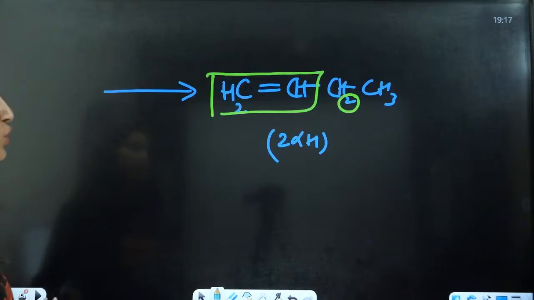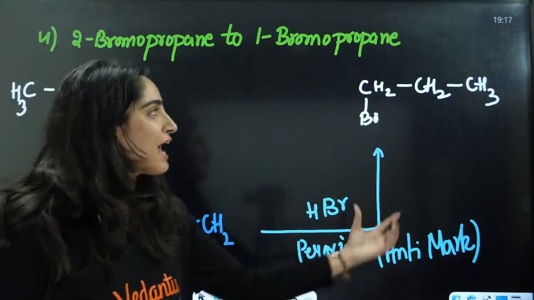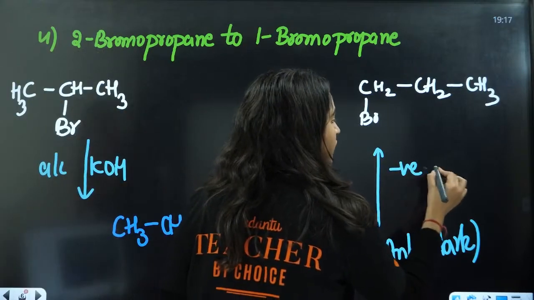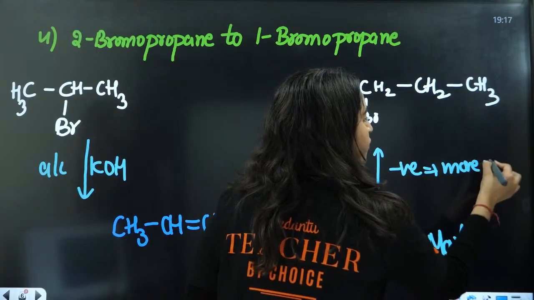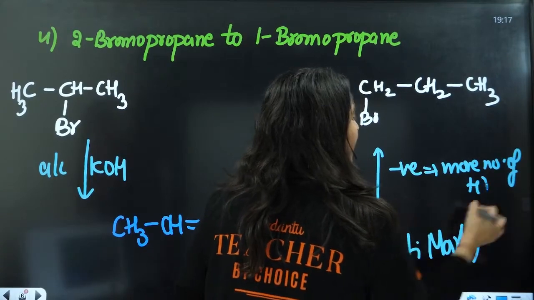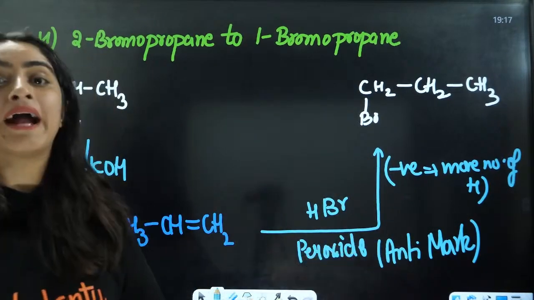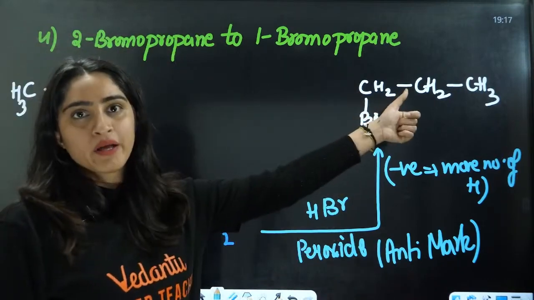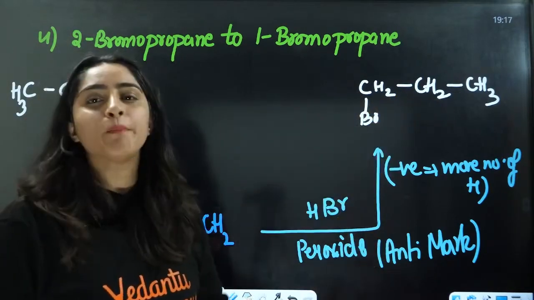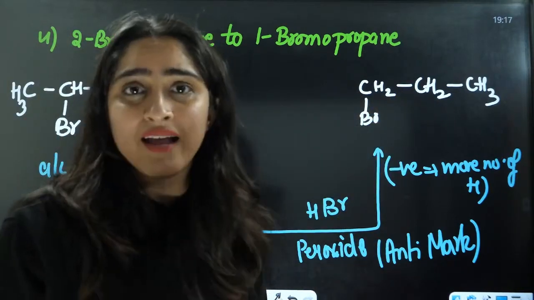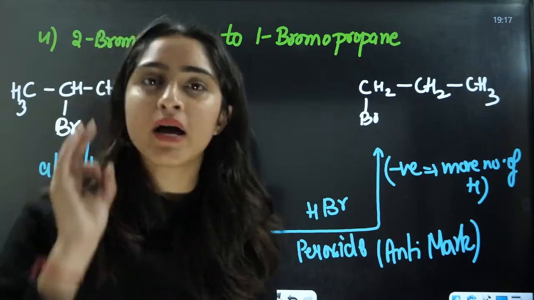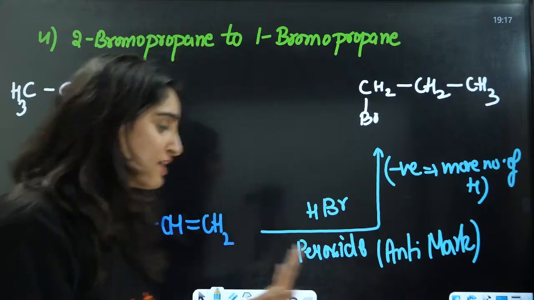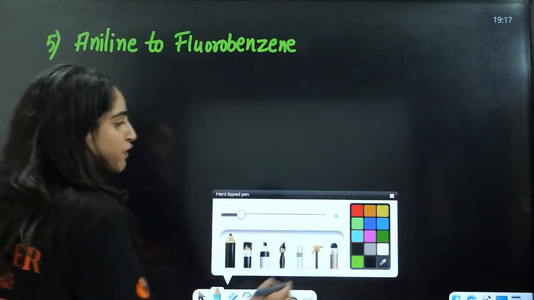Less number of hydrogen. No. This is anti-Markovnikov rule. So here, the negative part will be on the more number of hydrogen. This is anti-Markovnikov, and it is only applied to HBr. If they have written chloro here, then we can't do it by adding peroxide, because HCl does not follow the anti-Markovnikov rule for peroxide addition, right?